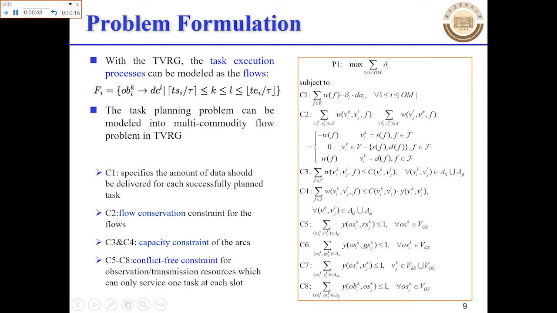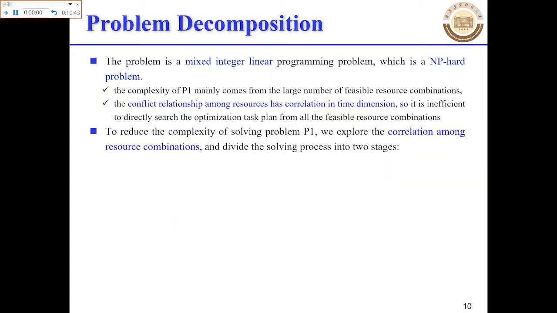Constraint 2 is the flow conservation constraint. Constraints 3 and 4 are capacity constraints of the arcs. Constraints 5 to 8 are conflict-free constraints for the observation or transmission resources, which can only serve one task at each slot. As we can see, P1 is a mixed integer linear programming problem, which is an NP-hard problem.